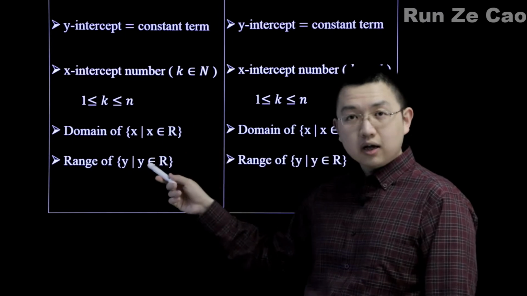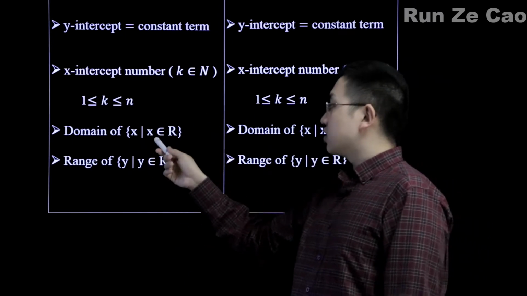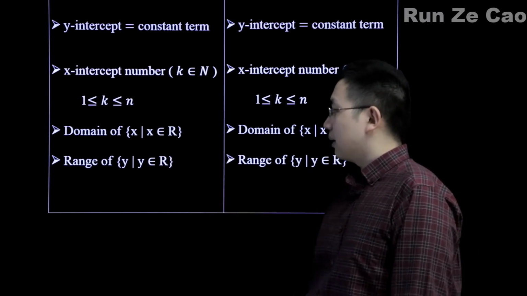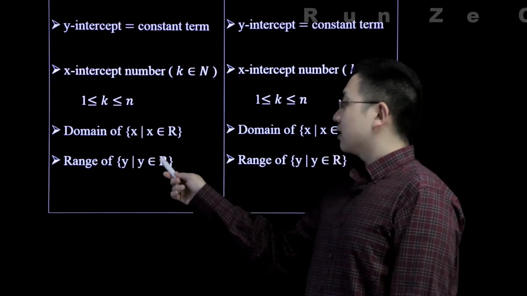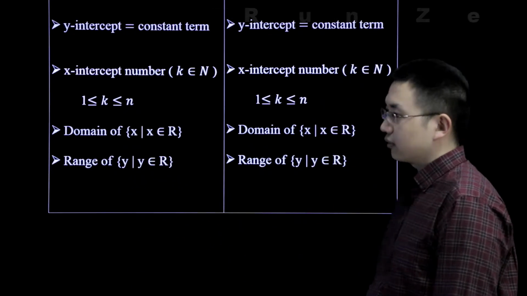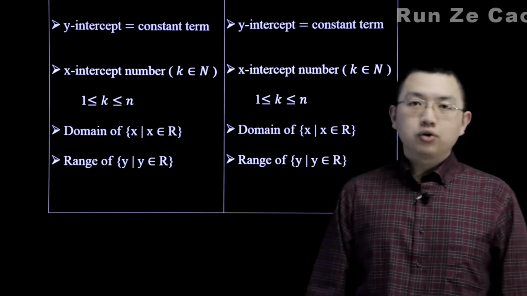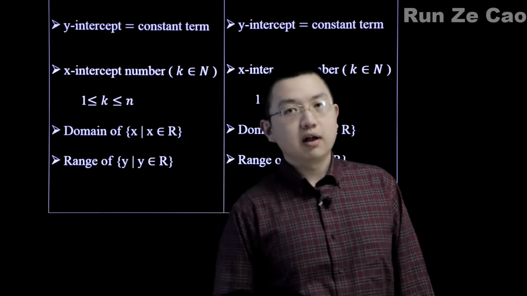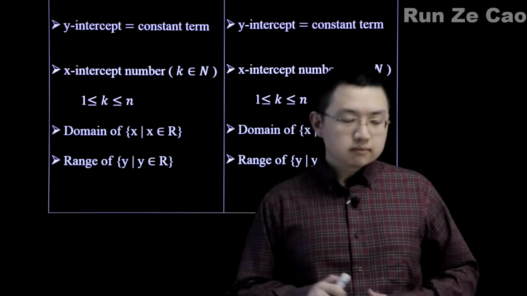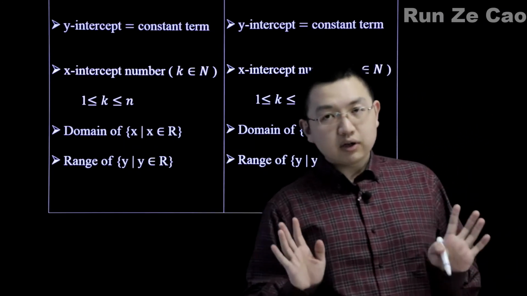This set notation here is read as x such that x is an element of the real numbers. And the range is y such that y is an element of the real numbers. This holds for all odd degree polynomial functions, even if they have even degree terms.